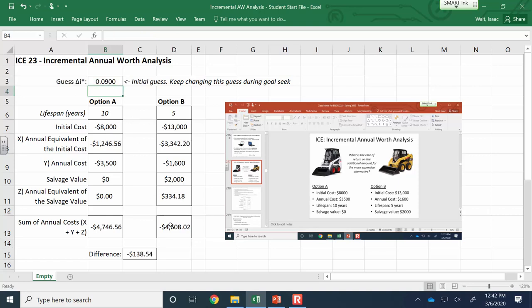So at 9%, one of these options costs less each year to own. If your interest rate is 9%, option B is going to have an annual cost of $4,608, whereas option A is $4,746. Well, 47 if we round up. So what you want to do is minimize your expense. Option B is going to give you less expense. And so what should you choose? You should choose option B. Option B is the better equipment.